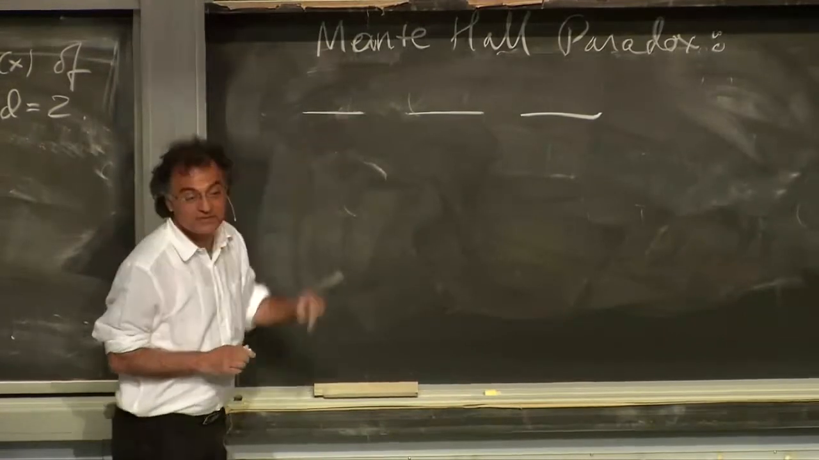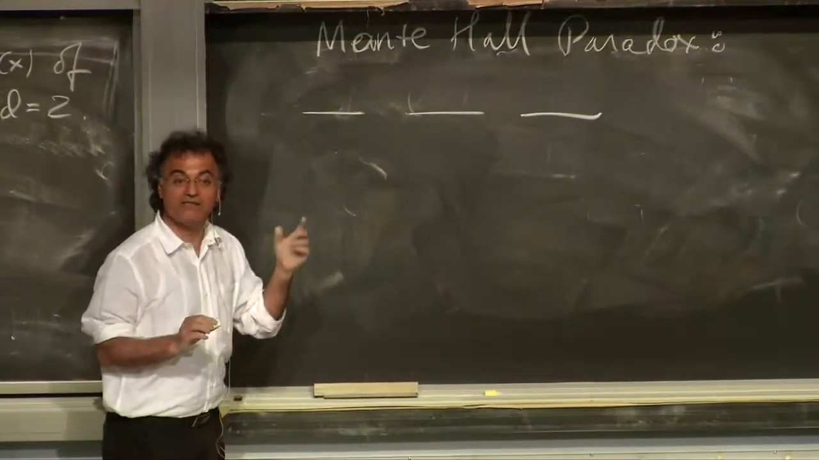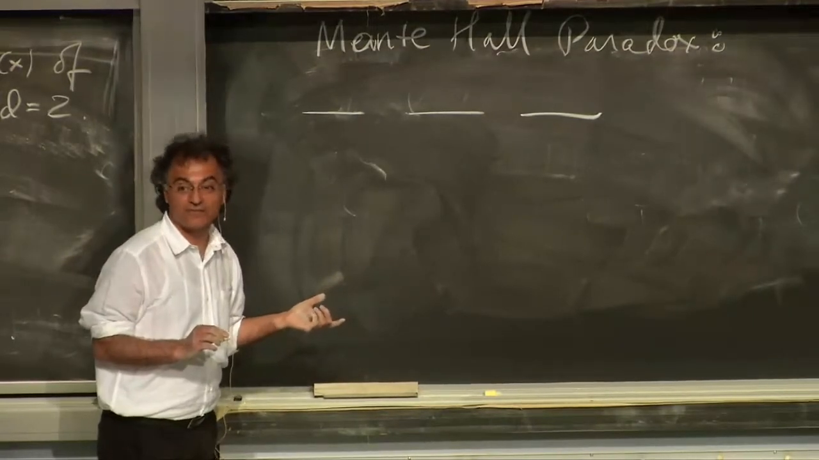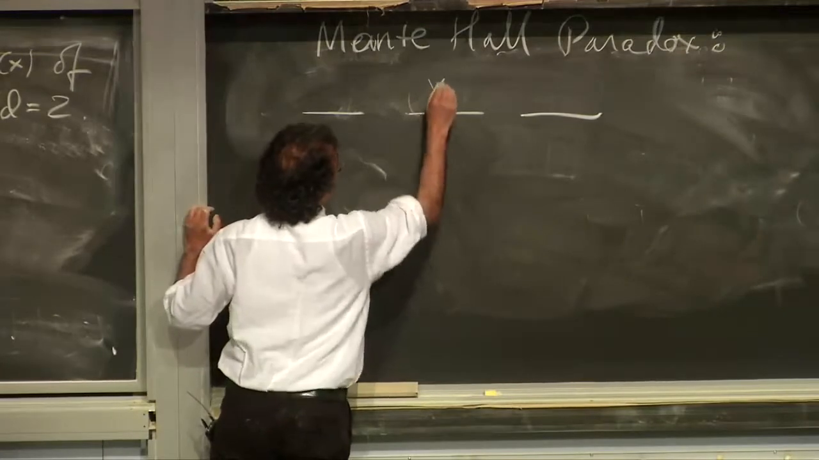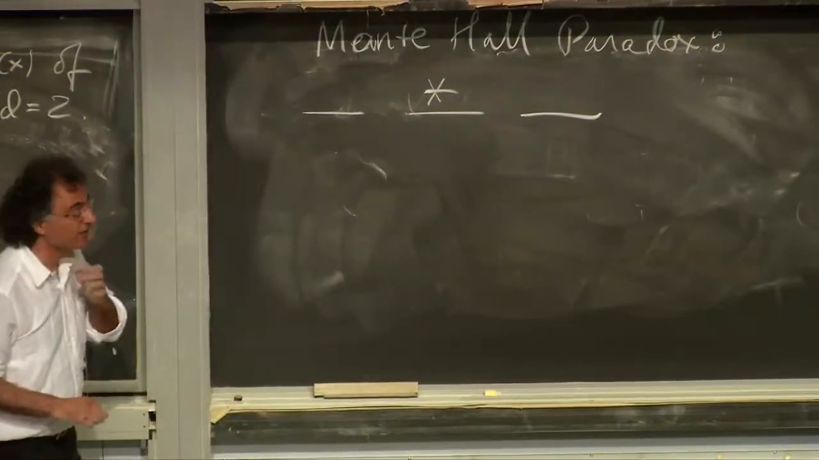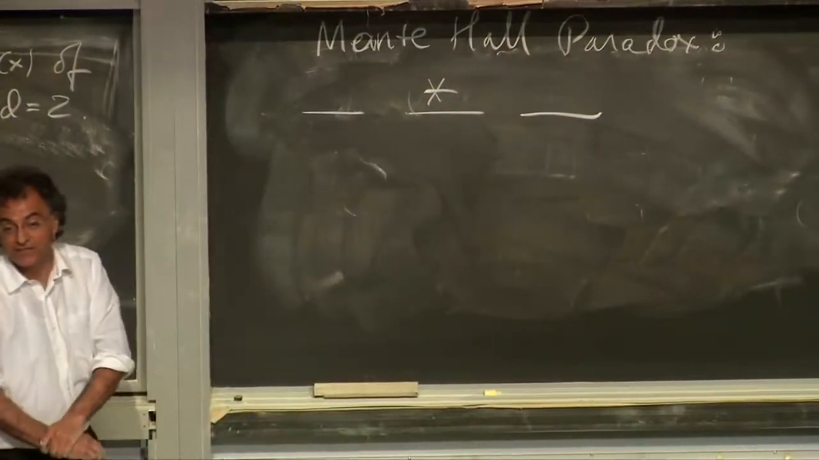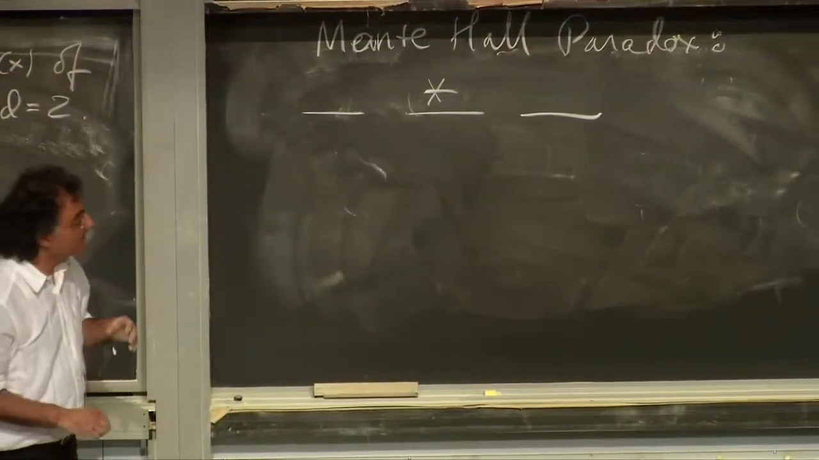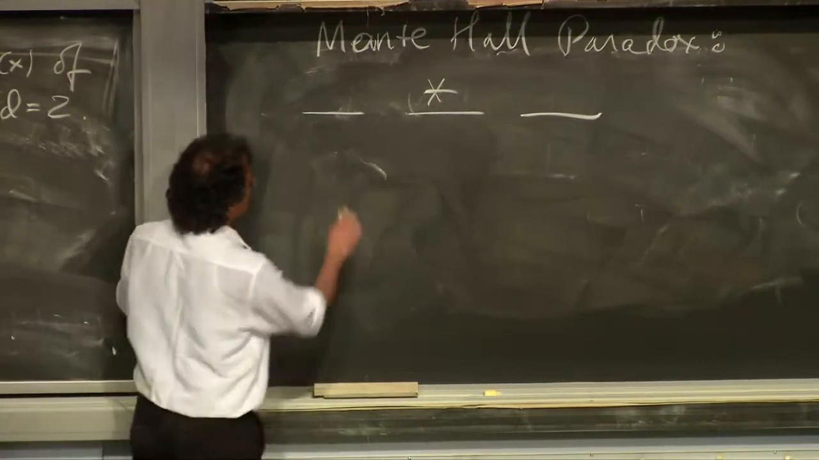is there were 3 doors, and there was a car behind exactly one of them. So behind one of these doors there was a car, and behind each of the other 2, there was a goat. The contestant would pick one of the doors, let's say this one.